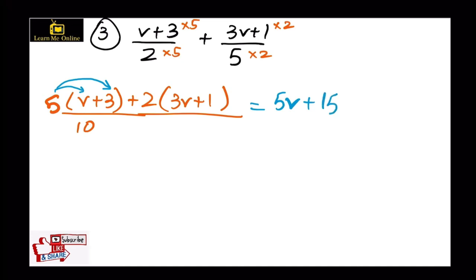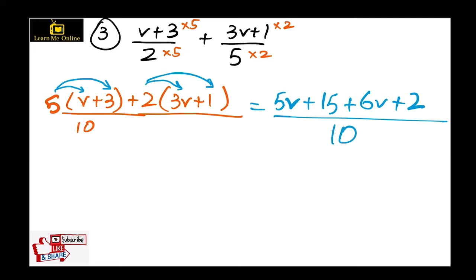The next bracket expansion would be when you multiply 2 with 3v and you multiply 2 with 1. So the next term would be 6v plus 2 times 1 is 2, and you're having a denominator which is 10.